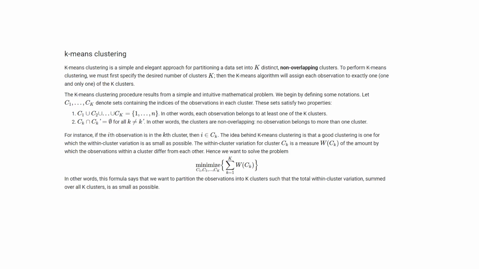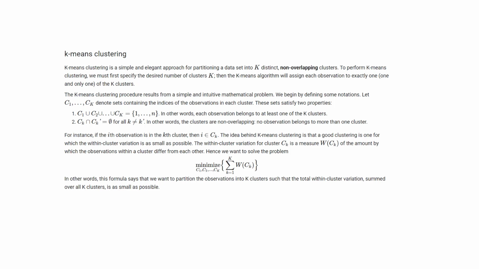One of the first techniques that we are going to learn is called k-means clustering. It's a very elegant approach for partitioning the dataset into k distinct, non-overlapping clusters. To perform this technique, we must first specify the desired number of clusters k, and then the k-means algorithm will assign each observation to exactly one of the k possible clusters. This clustering procedure results from a very intuitive mathematical problem.